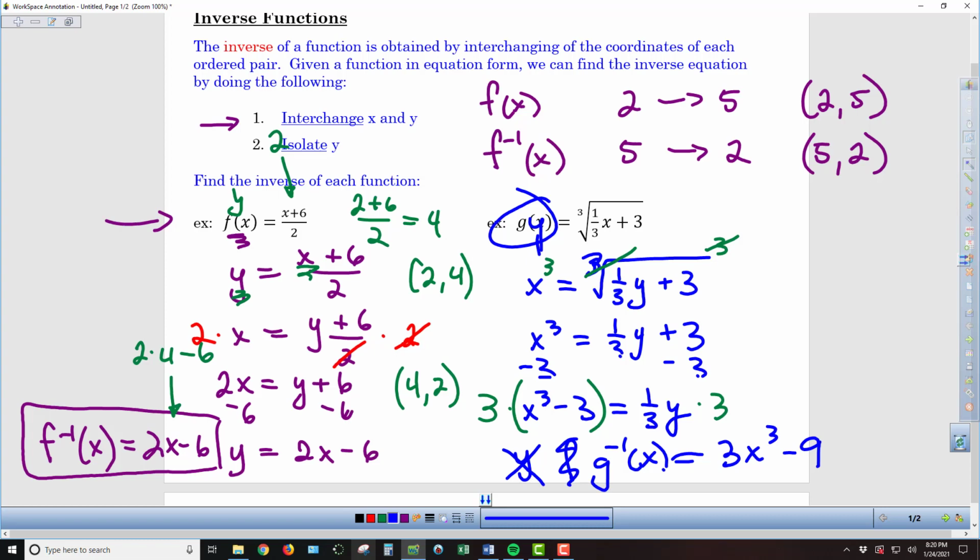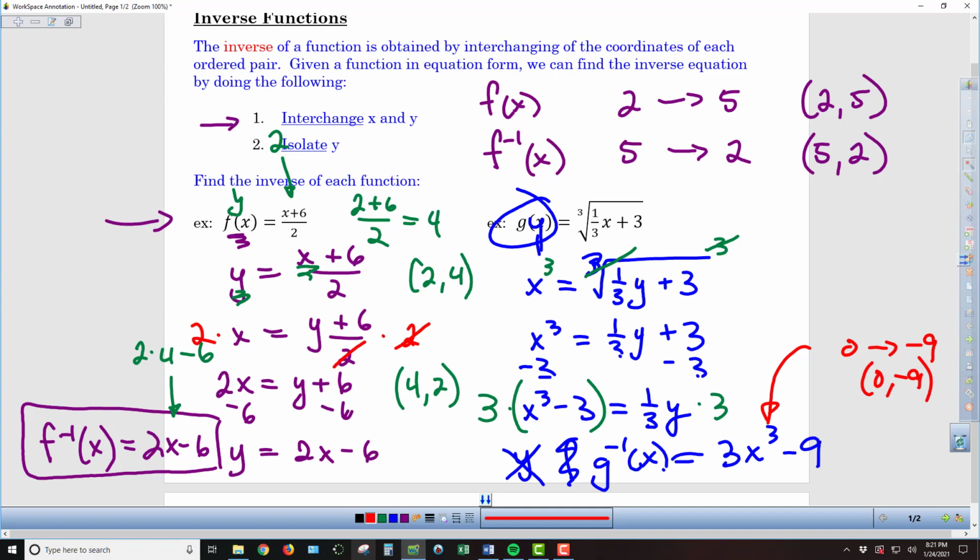So for example, if we plug in, let's say we did 0, and we could plug into the inverse and then see if we get the opposite coordinates, the inverted coordinates, back in the original. So if I plug in 0 into my inverse function, I get 3 times 0, which is 0, and then 0 minus 9 is negative 9. So I got an ordered pair of 0, negative 9.